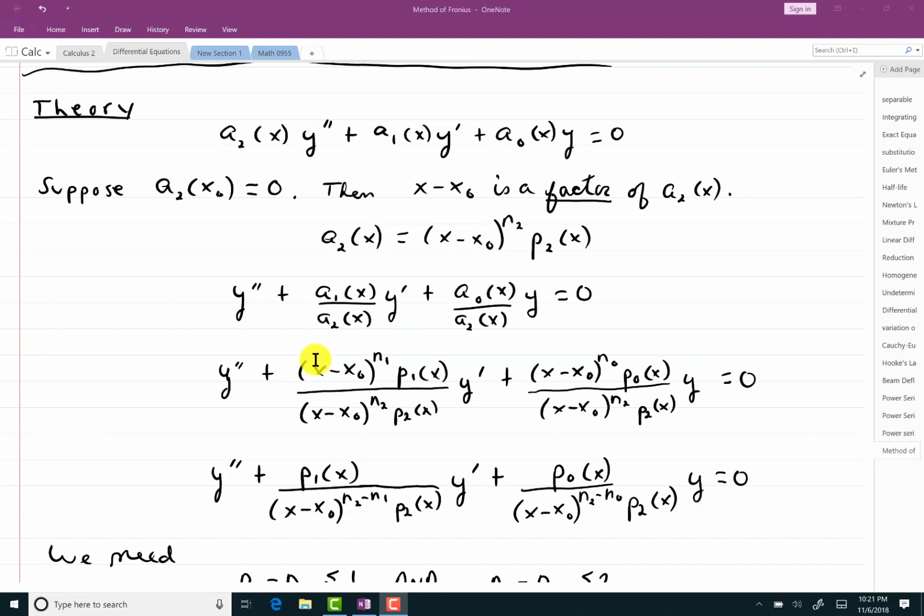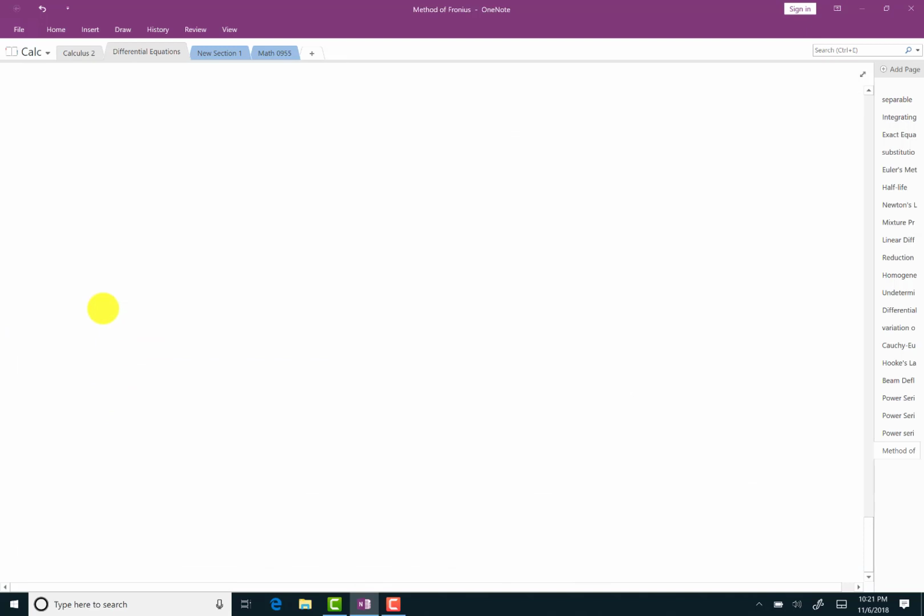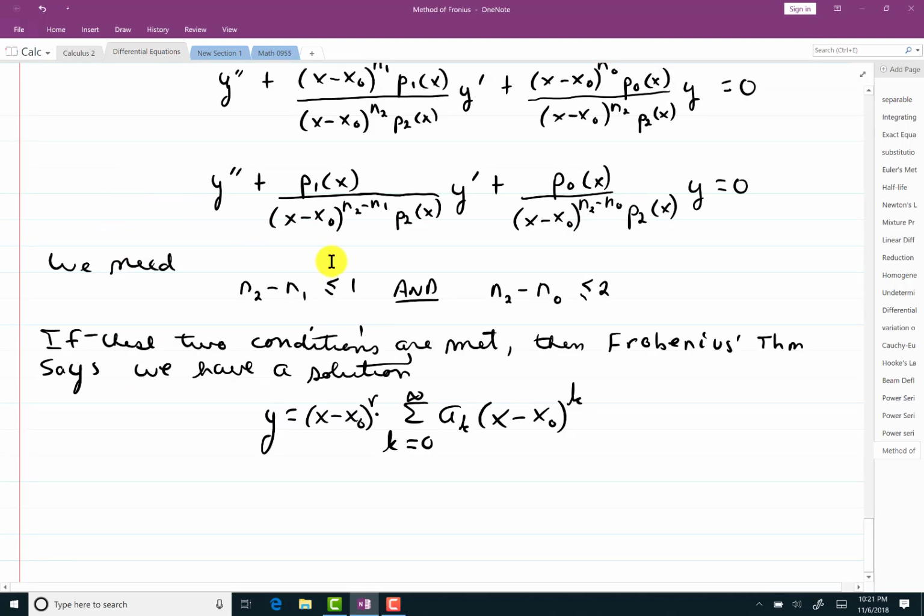And once we divide through by it, it's possible that a1(x) and a0(x) have x sub 0 as a 0 as well. But once you simplify them all the way, write them in lowest terms, we would have x minus x naught to the n2 minus n1, where n2 is the power in the denominator and n1 is the power in the numerator. And simplifying the other coefficient as well.